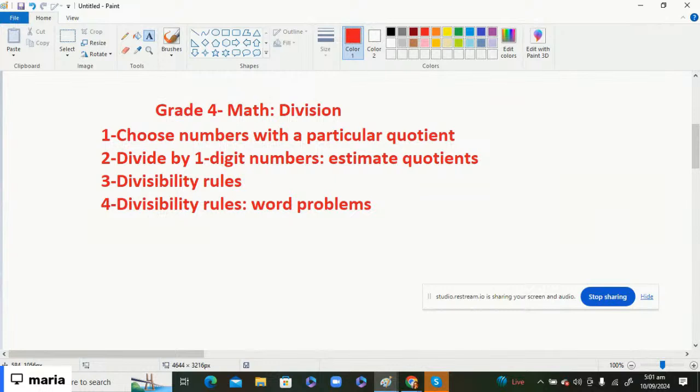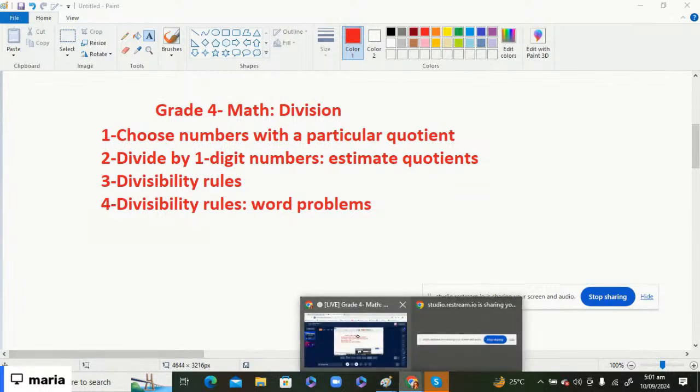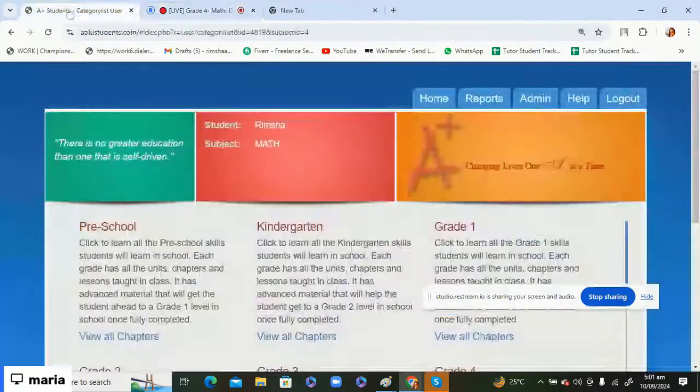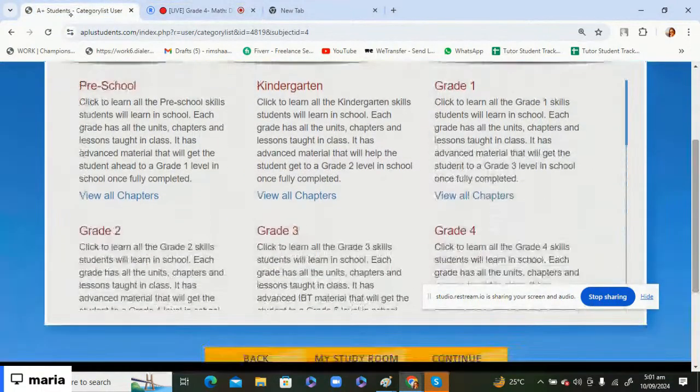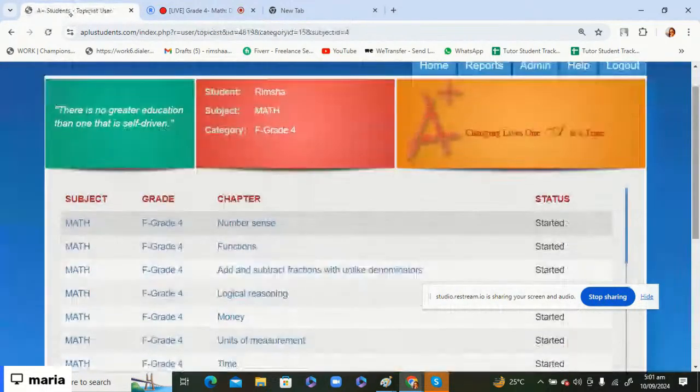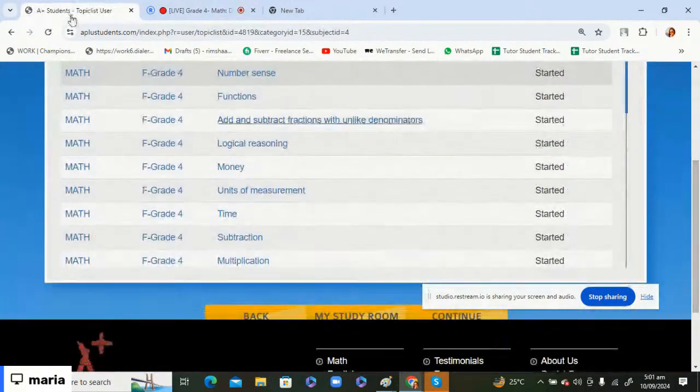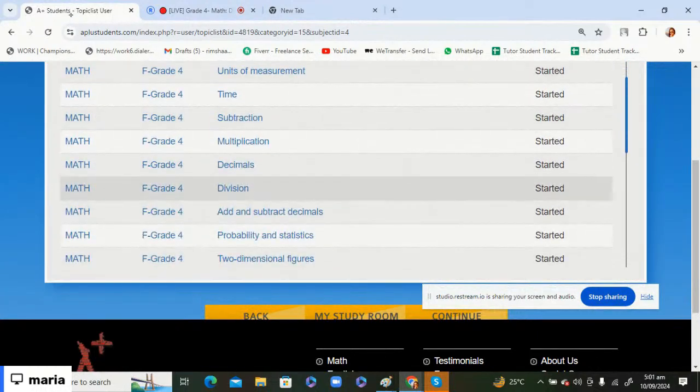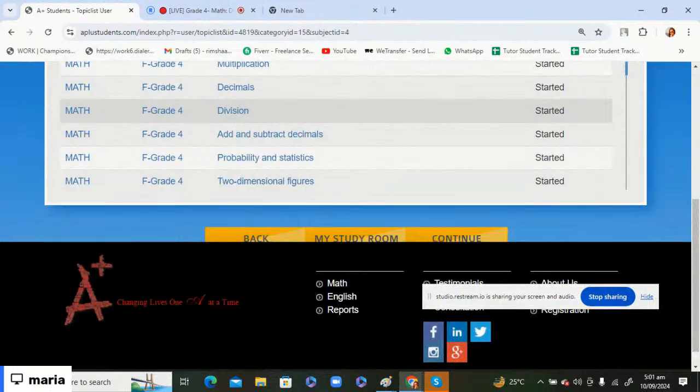So the lesson today that we covered is choose numbers with a particular quotient, divide by one-digit numbers, estimate the quotient, divisibility rules, and divisibility rules word problems. Okay, so let's get started. So here is your website. You can select grade 4 maths, view all chapters. Here is the list of the chapters. So today we are on division.